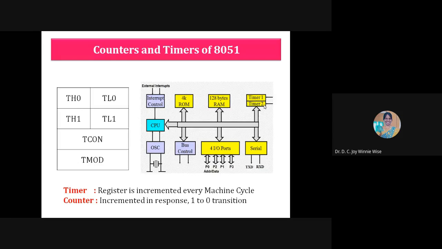So here we don't have any separate chips. The function of the 8253 timer is available inside this single chip itself. Okay. So here we have two timers. Let's see here, TH0 and TL0 and TH1 and TL1. This is for timer 0 and this is for timer 1. Here only we have to load the values.